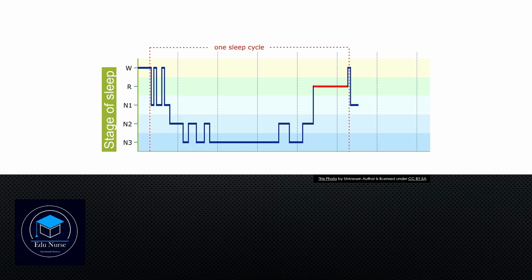So let us see a sleep cycle. Sleep consists of two basic states, rapid eye movement or REM sleep and non-rapid eye movement or NREM sleep. During sleep, the body cycles between NREM and REM sleep. Once asleep, a person goes through 4 to 6 NREM and REM sleep cycles.